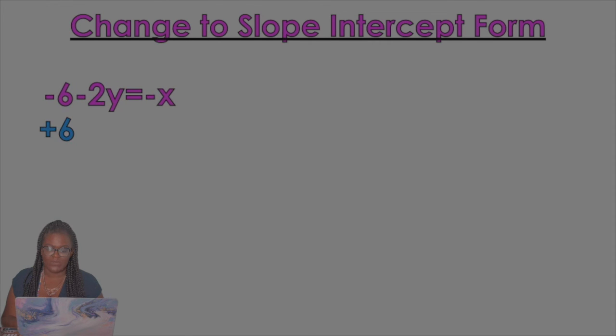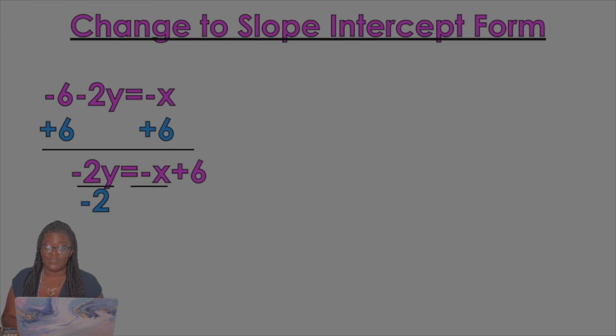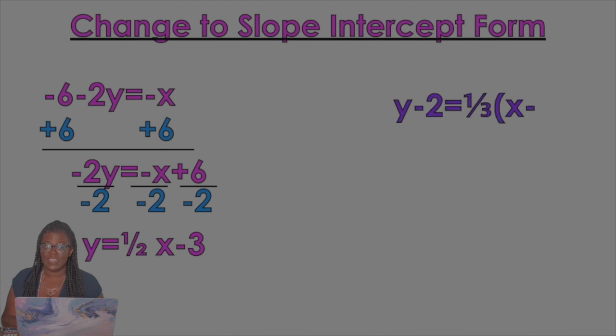Okay, so now, what if they just look crazy, right? Like, what if they're not in any specific form, but you want to put it in slope intercept form? What you're going to do is isolate y. So in this case, that means move that 6 over to the other side. And now y is almost alone, but what's next to that y that I need to remember? I need to get rid of the -2, so I'm going to divide everything by -2. So y equals positive 1/2 x minus 3.